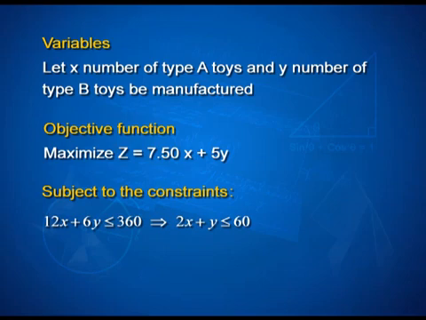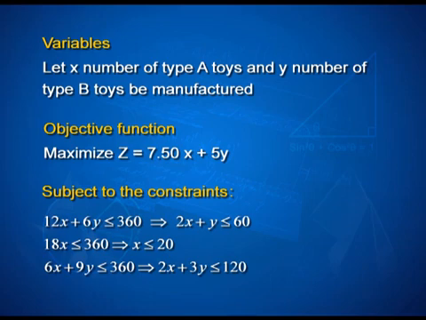The constraint on the second machine will give us 18x is less than or equal to 360, which gives us x must be less than or equal to 20. And the third machine, with the constraints given of how much time each toy needs, translates to 6x plus 9y less than or equal to 360, which simplifies to 2x plus 3y less than or equal to 120.